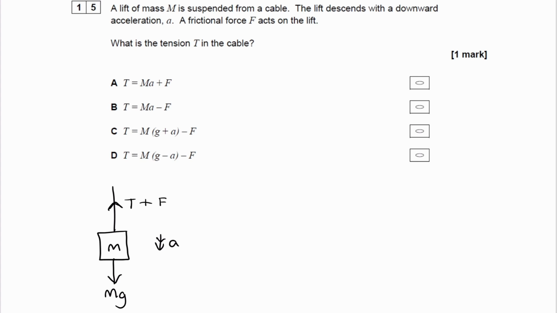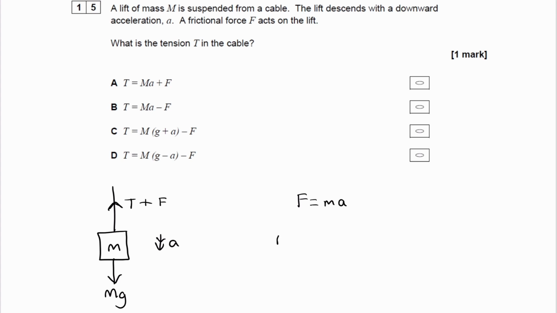So to do this, we have to get an equation of motion. We have to use the equation F is equal to ma, so just bear in mind this F is not the same thing as the friction. F represents the resultant force on the object. We know the object, the lift, is accelerating downwards. If it's accelerating downwards, the resultant force must also be downwards.